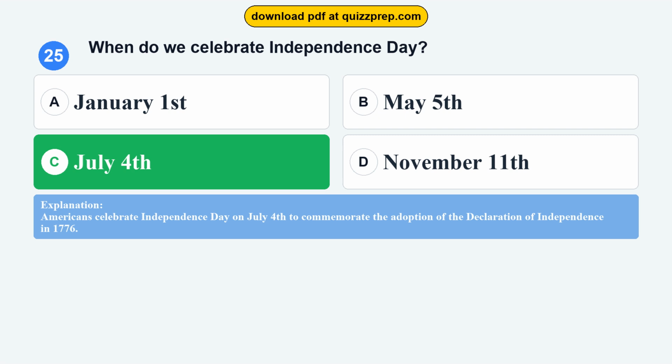Americans celebrate Independence Day on July 4th to commemorate the adoption of the Declaration of Independence in 1776.